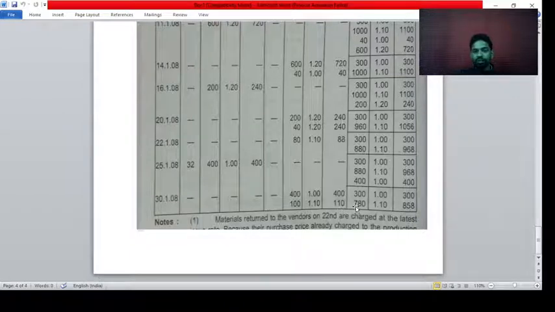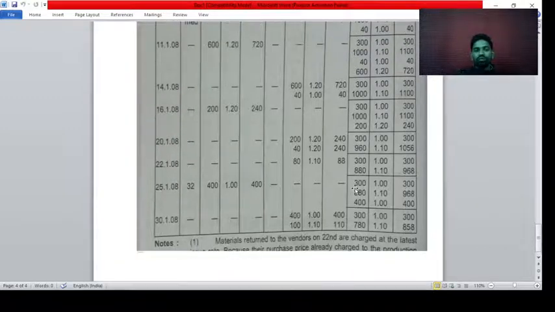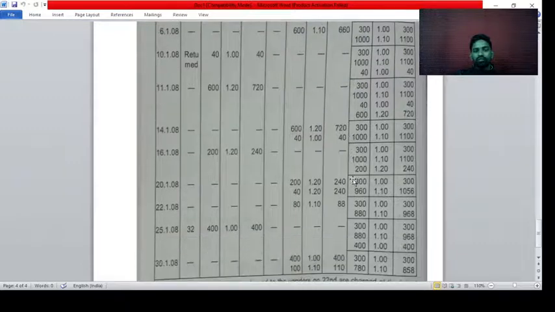Now again we have to maintain the records, so 300 as it is. Out of this 880 we consumed 100, the remaining will be 780 at the rate of 1.10, 858. Like this we have to solve the LIFO method.